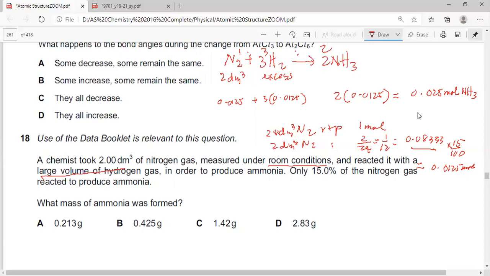So they ask you how many grams, right? So n equals mass over Mr. What's the Mr for ammonia? 14 plus 3, 17. So mass equals 0.025 times 17 equals how much? If you do it by yourself, it equals 0.425 grams.